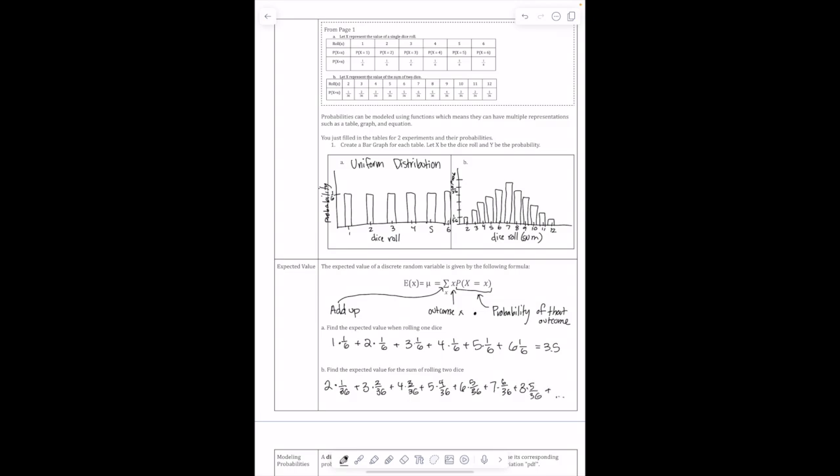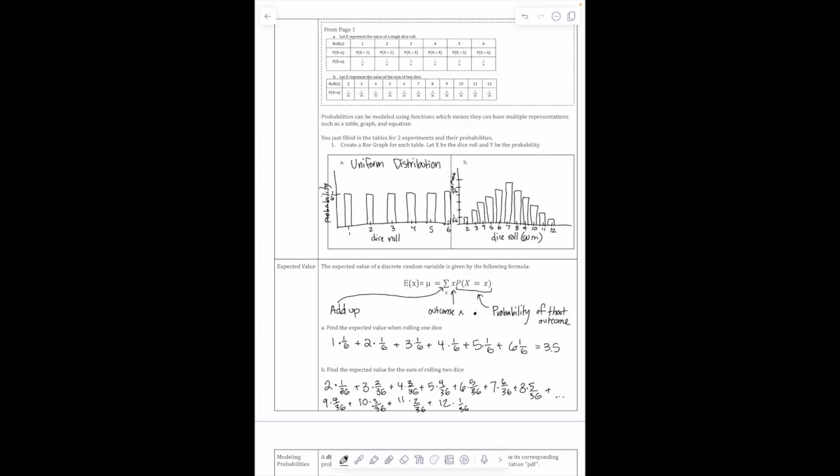All right, I'm going to continue down here. 9 times 4 over 36. 10 times 3 over 36. 11 times 2 over 36. And 12 times 1 over 36.